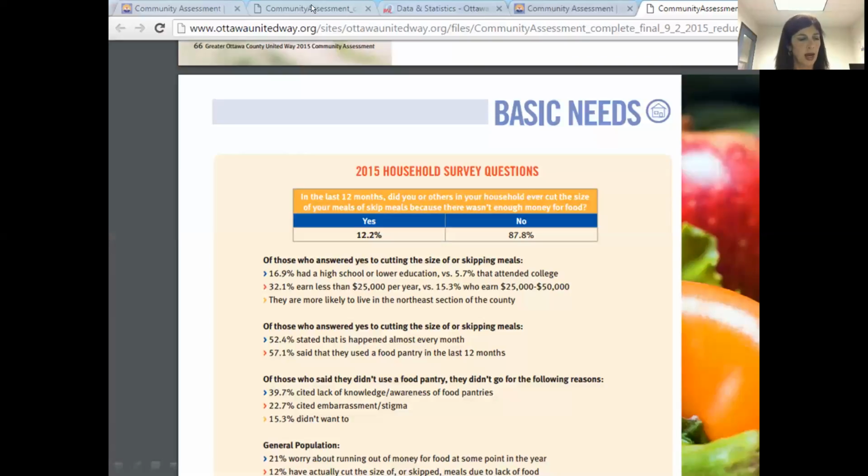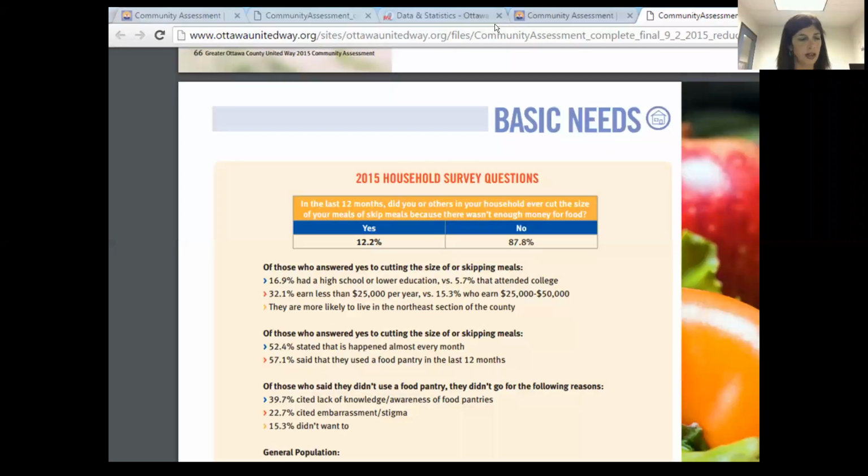And so one goal in our new strategic plan that we just started in January is to create a greater awareness of food resources for those in need. And we've just written a grant, and hopefully we'll receive some funding to plan and implement a comprehensive marketing campaign for Ottawa County residents that need these food resources.